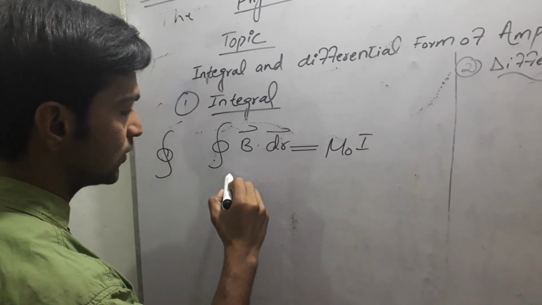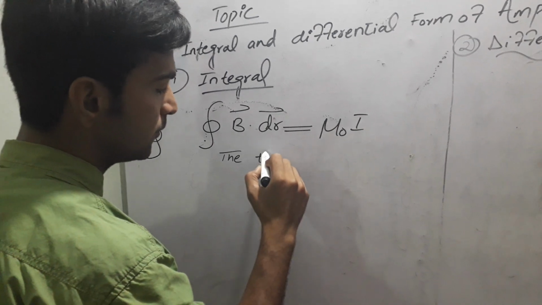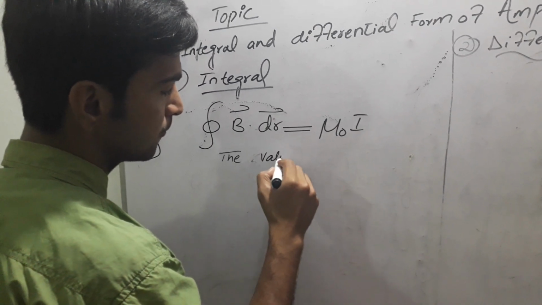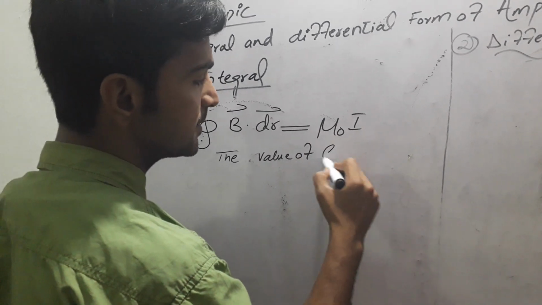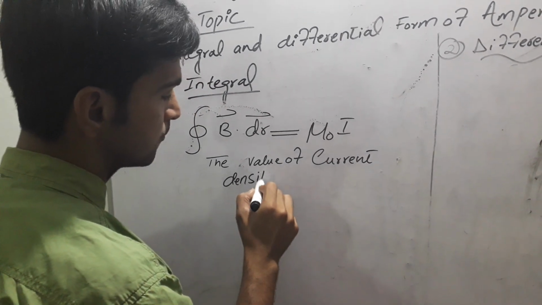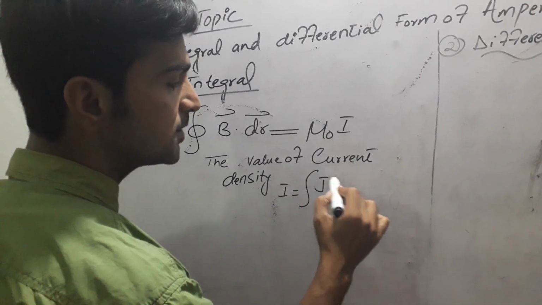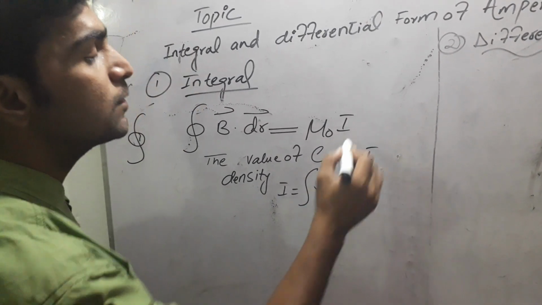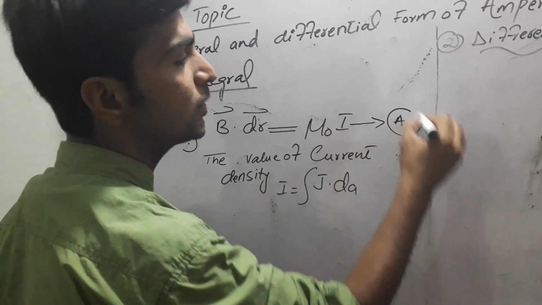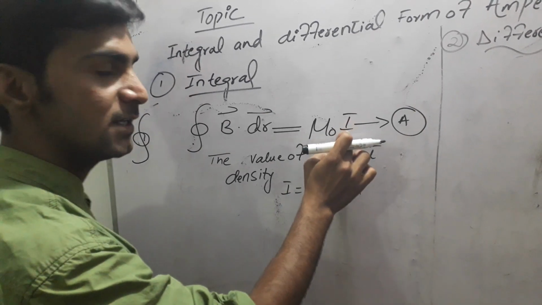So here we write the equation of the value of current density, that is I equals integral of j dot dA. So guys, let's say this is equation A. We give the name equation A to this equation. We substitute the value of this I in place of this I.